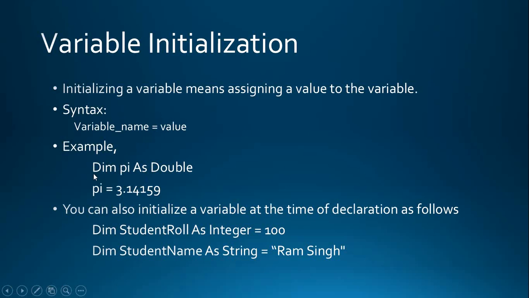For example, first of all, you declare the variable. Before initializing, you need to declare the variable first. So you can do it as Dim pi As Double. So the variable here is pi and it is a double data type. In the next line, you are going to initialize the variable. So pi equal to 3.14159. So now you have stored the value of 3.14159 to pi.